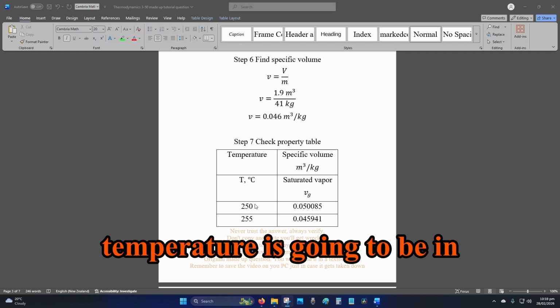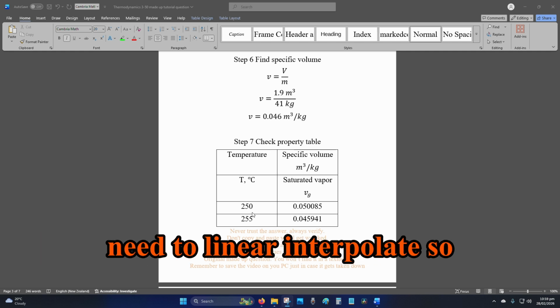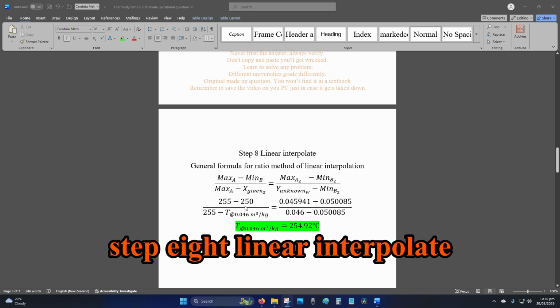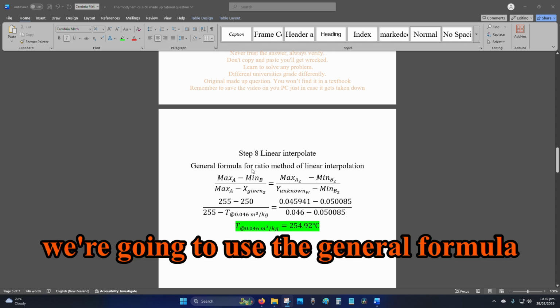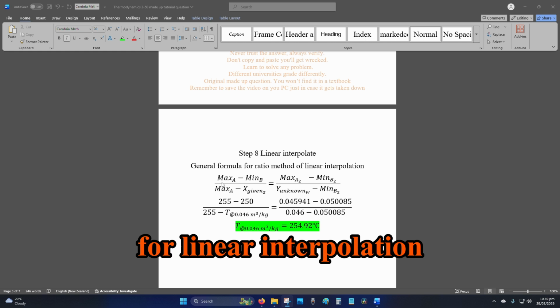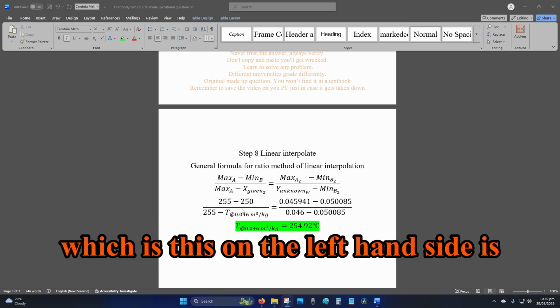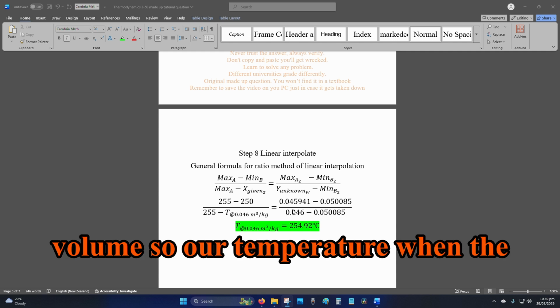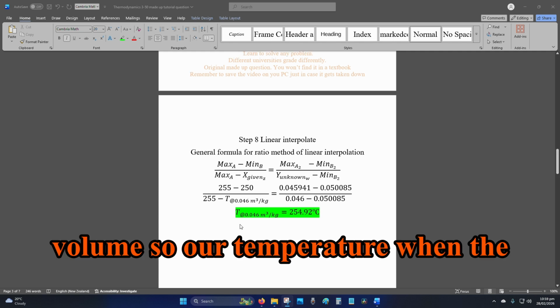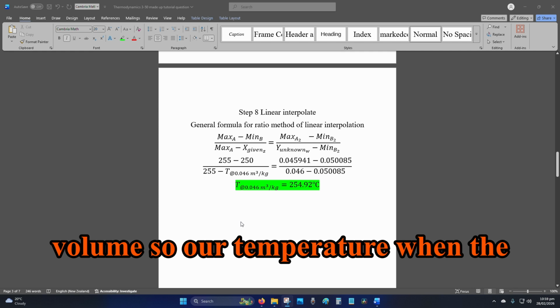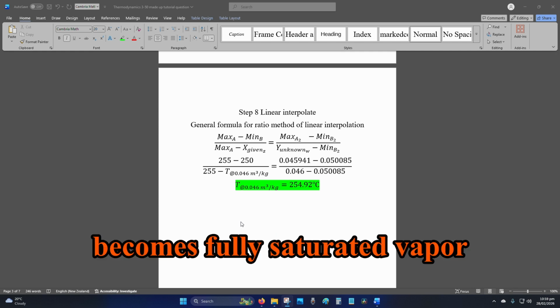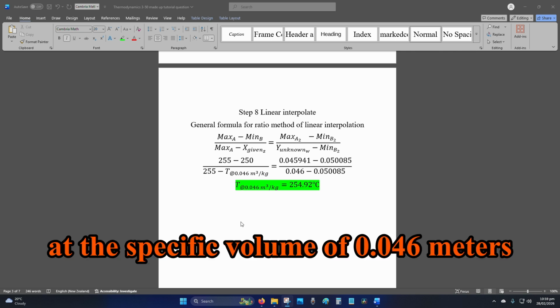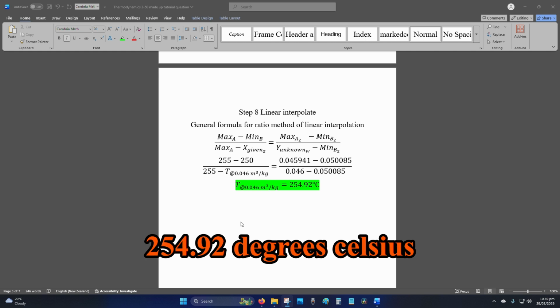Alright, so that means our temperature is going to be in between these ranges, so that means we need to linear interpolate. So step 8, linear interpolate. We're going to use the general formula for the ratio method for linear interpolation, which is this. On the left hand side is the temperature, the right hand side is the specific volume. So our temperature, when the saturated mixture becomes fully saturated vapor at the specific volume of 0.046 meters cubed per kilogram, is 254.92 degrees Celsius.